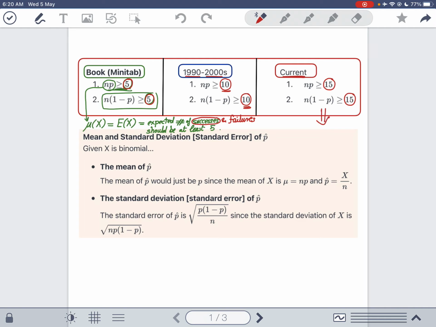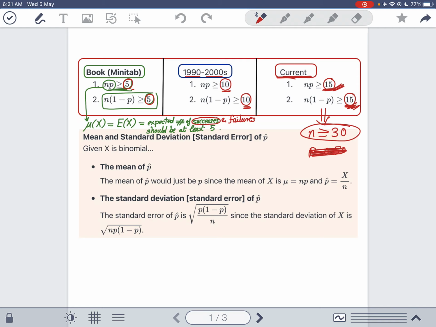Notice that this means that n itself must be at least 30 because you want 15 successes, 15 failures. And of course, if p is exactly 50%, you will reach exactly 15 here and 15 there. But most of the time, you cannot rely on p being 50%. So what we're saying here is that currently any sample should be 30 or more. That's what people have agreed on.